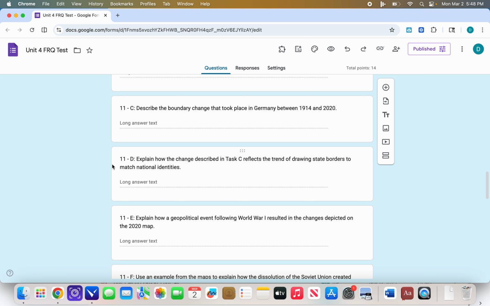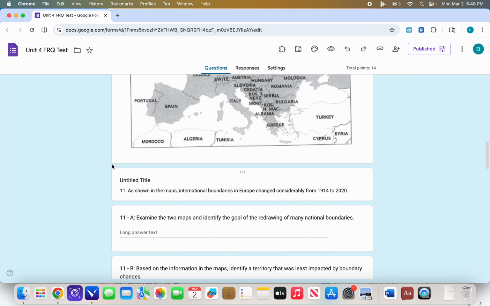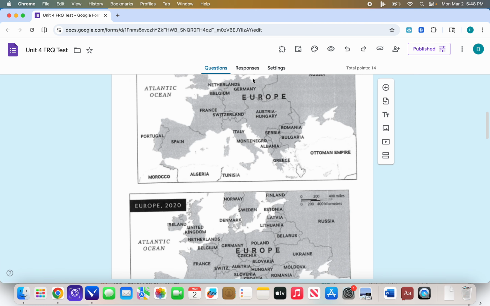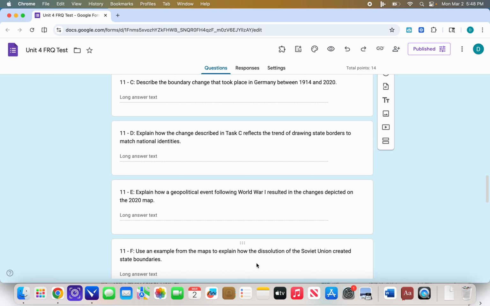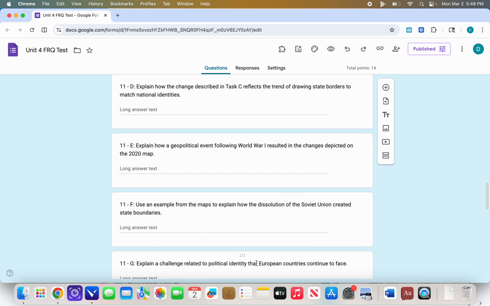Give a because statement. Explain how the change described in Task C reflects the trend of drawing state borders to match national identities. Why would they take this territory away over here and create a Poland and a Czechia and those kind of areas? Why would they want to do that? We mentioned that a little bit earlier. Again, tends to have more stability when you have nation states.